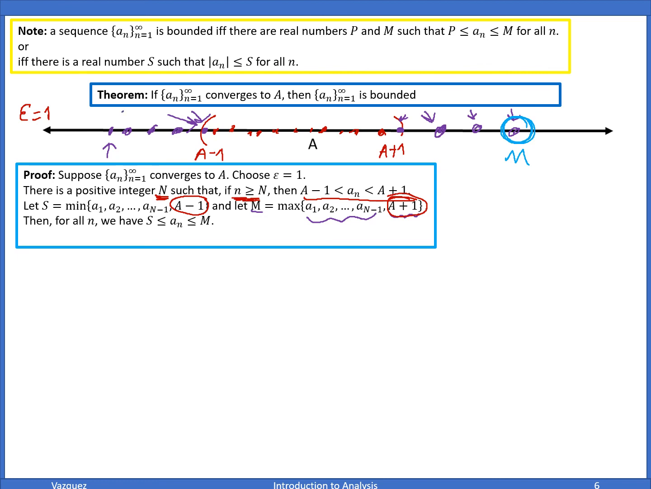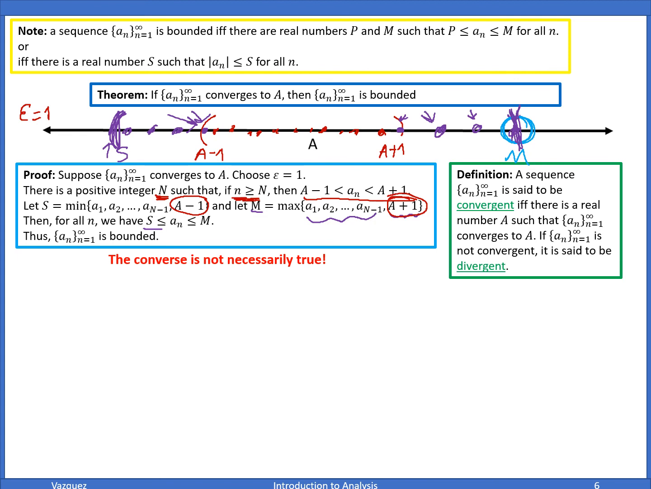Anyway, getting back to that idea, we now can form an interval at S over here and at M over here. And now all the terms of the sequence are within S and M. Therefore, the sequence is bounded. Just be careful. The converse is not necessarily true. And what's the converse? That if a sequence is bounded, then the sequence converges. And that is not necessarily true. And if you want as an exercise, you can come up with an example to show that if a sequence is bounded, then it doesn't necessarily converge.